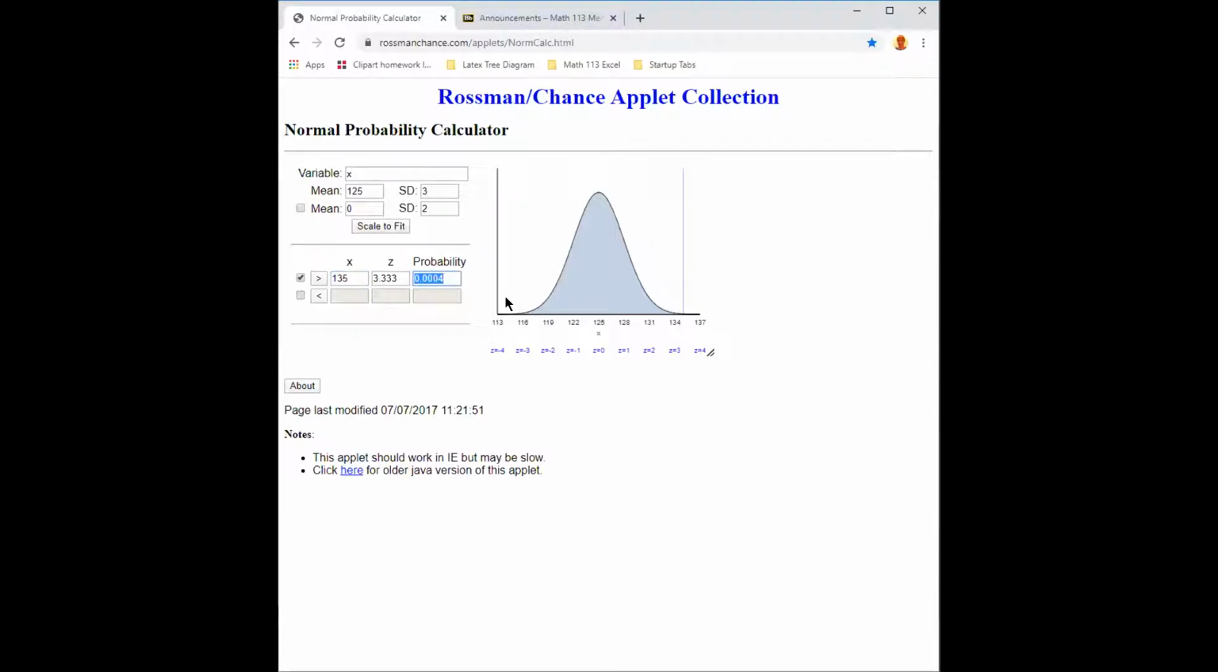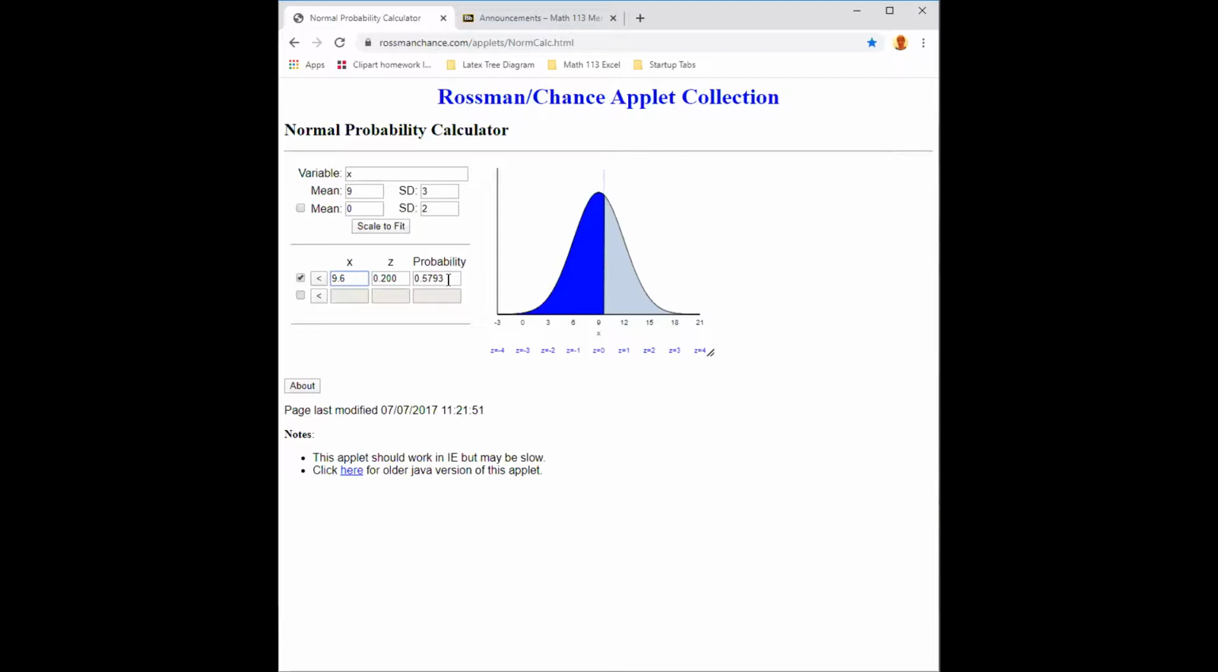Then number 12 for the hospital stays, I had a mean of 9, and then a standard deviation of 3. And I'm looking for the probability that a length of stay will be less than 9.6. So I'll flip the inequality back to less than, and I'll put 9.6 in and hit enter. My probability that it's less than the 9.6 is 0.5793.